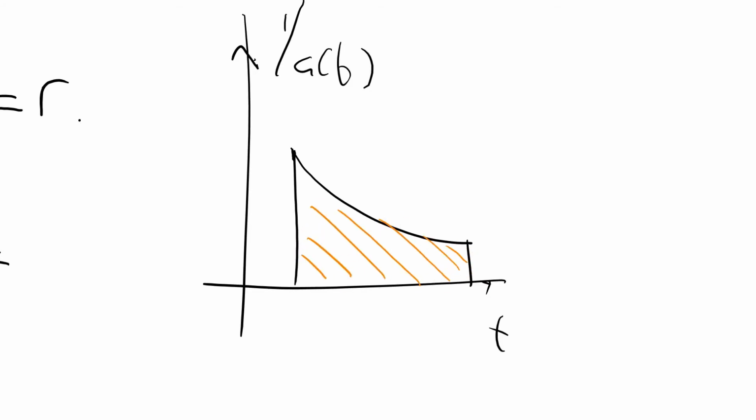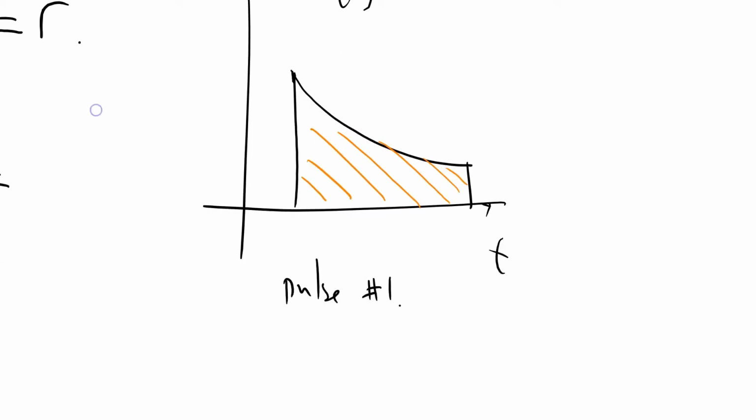That's pulse 1. Now pulse number 2, green. Pulse number 2 was sent out a little bit later, and it goes along there, down there, and arrives here. I'm going to shade that green area there.